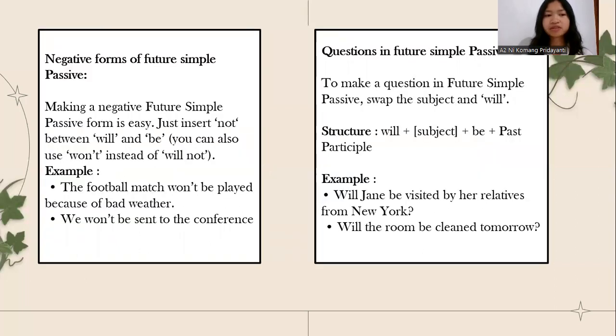Okay, and to make negative forms of future simple passive, for example, the football match won't be played because of bad weather. And for making the question in future simple passive, the structure is will plus subject plus be plus past participle. For example, will Jen be visited by her relatives from New York? And then, will the room be cleaned tomorrow?